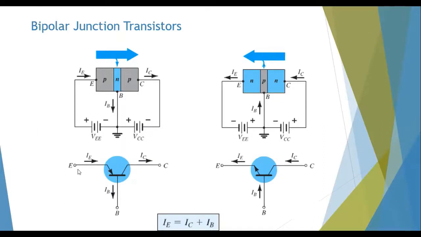So this relationship is still holding. The IE goes in and splits into two currents. Direction is very important here. So IE goes in, and what comes out is IC and IB. So this relationship still holds. Let's look at this one now.